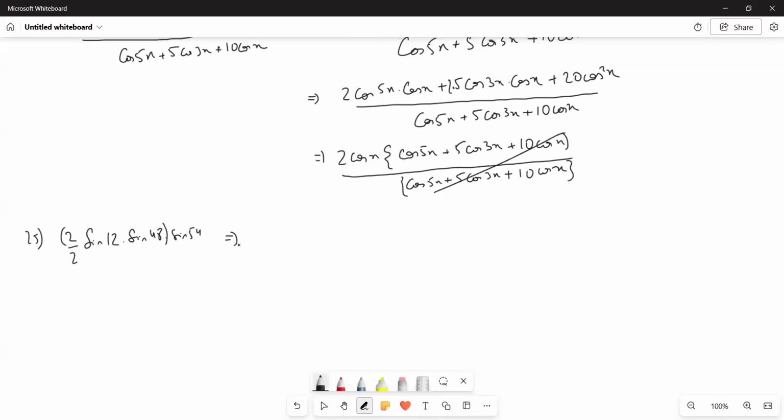Now the 2 sin a sin b formula. 2 sin a sin b is cos of a minus b, so 48 minus 12 is 36, minus cos of a plus b, 48 plus 12 is 60, into sin 54, whole divided by 2. Now plug in all the values. cos 36 is root 5 plus 1 by 4, cos 60 is half, and sin 54 is basically root 5 plus 1 by 4 again.